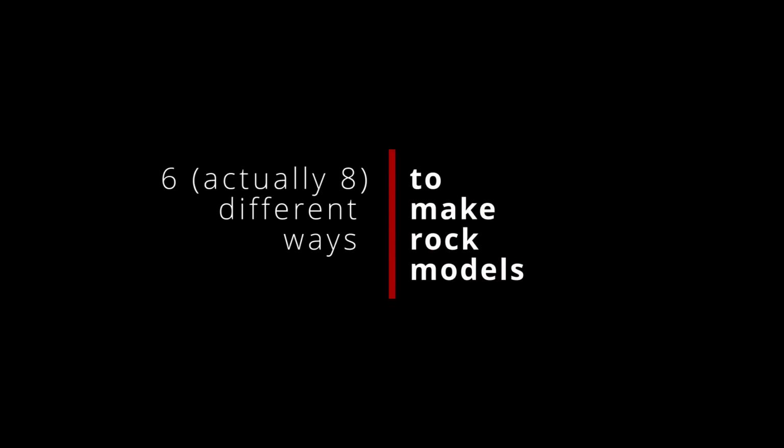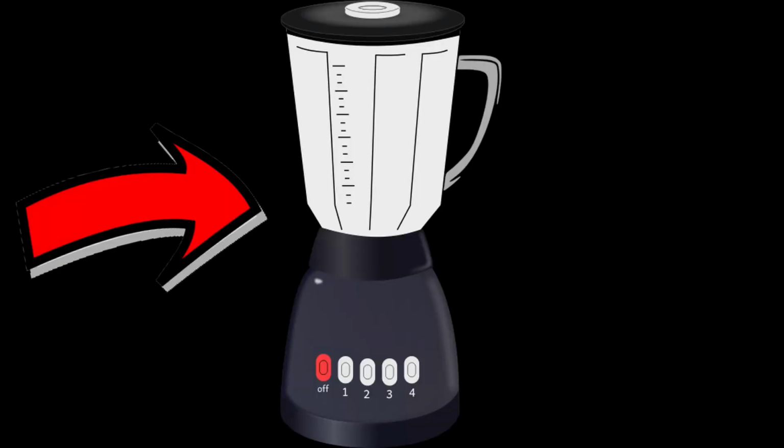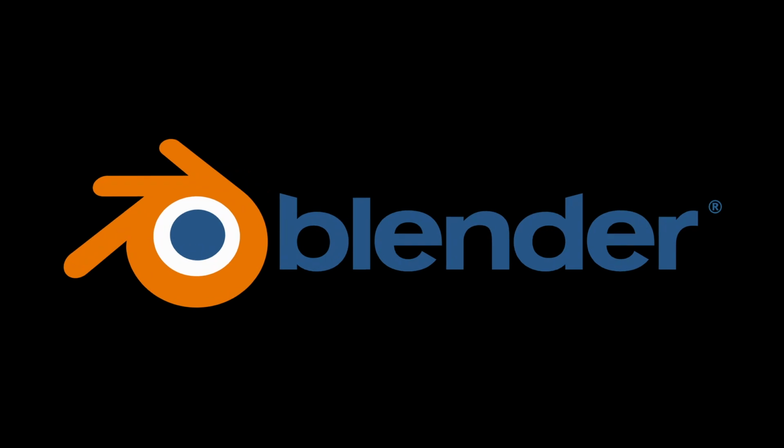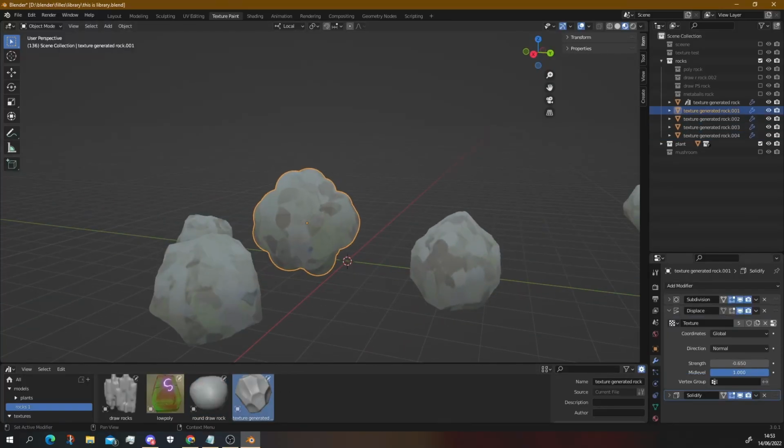In this episode we will be talking about 6 different ways to make rock models. Of course we will be using Blender. No, not that one. G'day! The first rock type we will talk about is noise generated rocks.